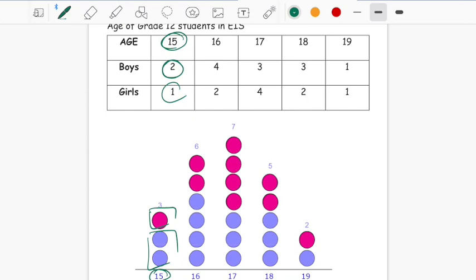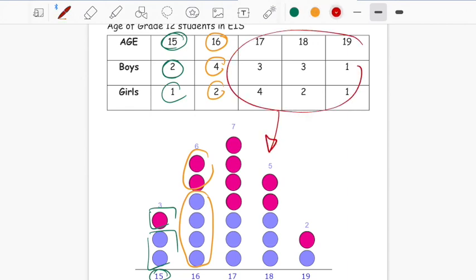You see the key here: boys are in purple, girls will be in pink. All right, moving on. Now next here, 16 years old. How many boys? 4. There you go, 4 boys. And how many girls? 2 girls. Okay, so you plot all the data set out for these.